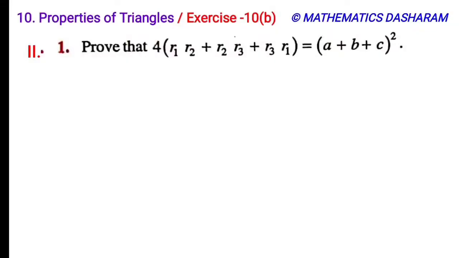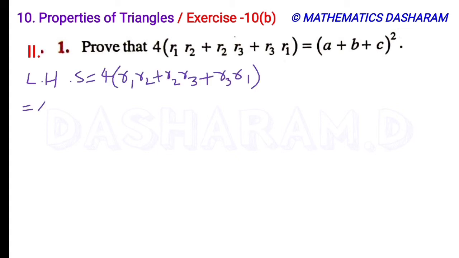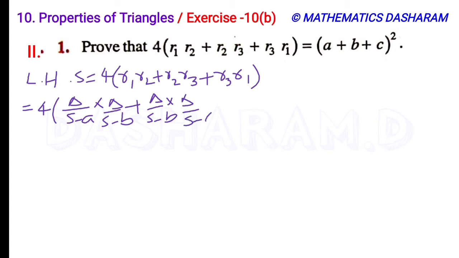Second bit, first problem: prove that 4 bracket of R1 into R2 plus R2 into R3 plus R3 into R1 equals (A plus B plus C) whole square. Let's take the LHS. LHS equals 4 bracket of R1, formula is delta divided by S minus A, R2 formula delta divided by S minus B, R3 formula delta divided by S minus C, plus R3 into R1.